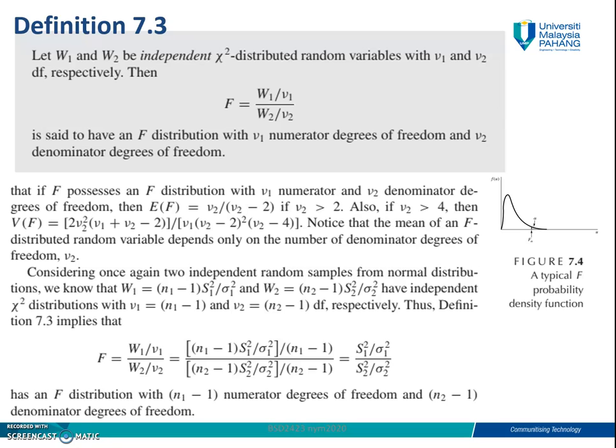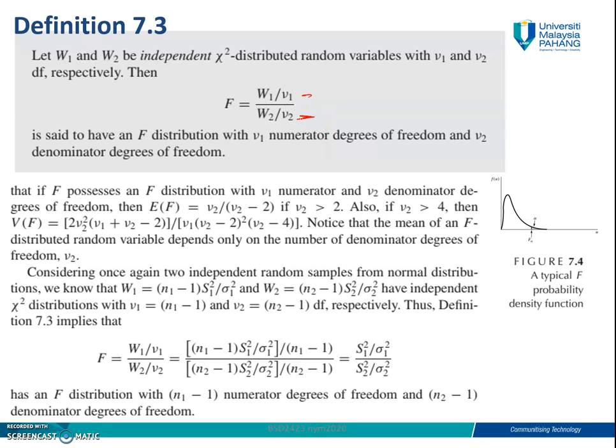Okay, so in this Definition 7.3, let W1 and W2 be independent chi-square distributed random variables with nu1 and nu2 degrees of freedom. Then when you divide these two random variables, you will get an F distribution. This F distribution has nu1 numerator degrees of freedom and nu2 denominator degrees of freedom.